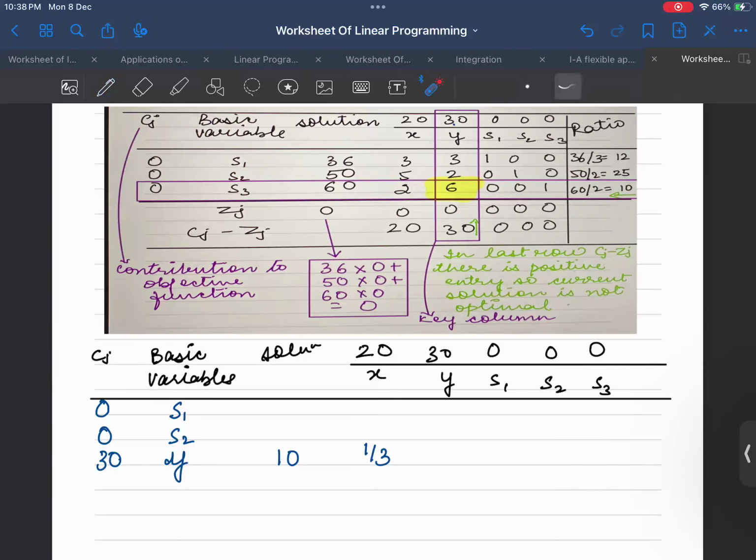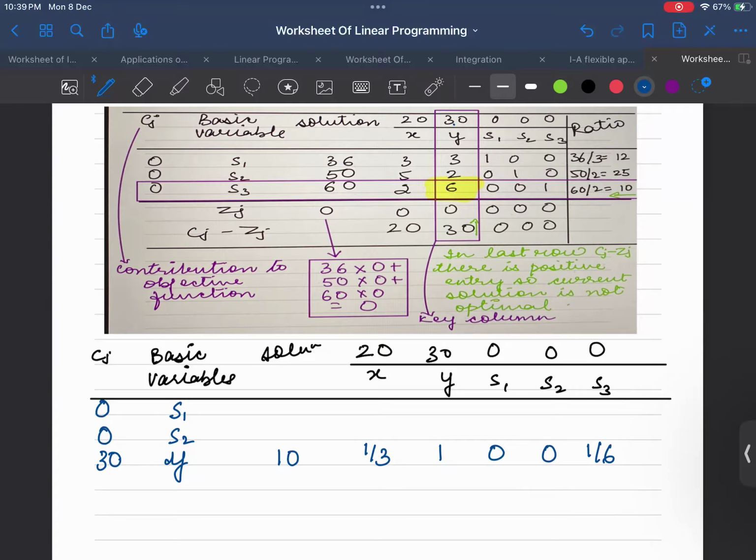Here it is 6. 6 divided by 6 is equal to 1. So we will write 1 here. In the same way, 0 divided by 6 comes out to be 0, so we will write 0. In the same way, here 0 divided by 6 comes out to be 0. And for the last one, it would be 1 divided by 6. Is it clear? So it comes out to be 0 and 1 by 6.